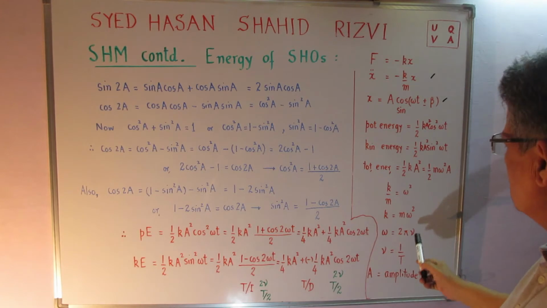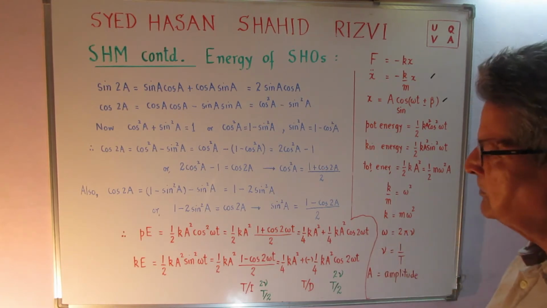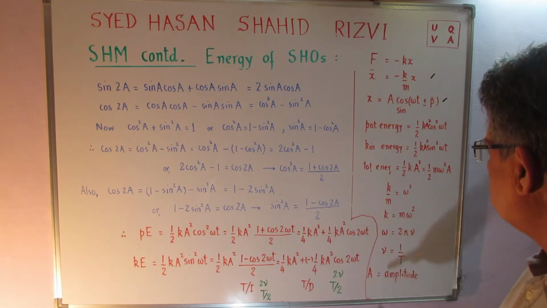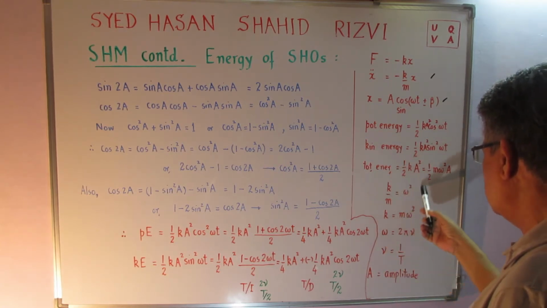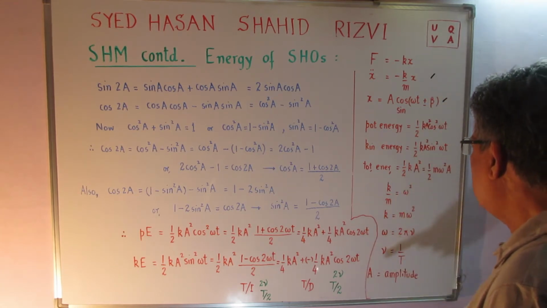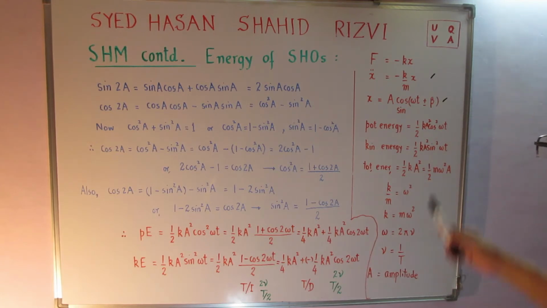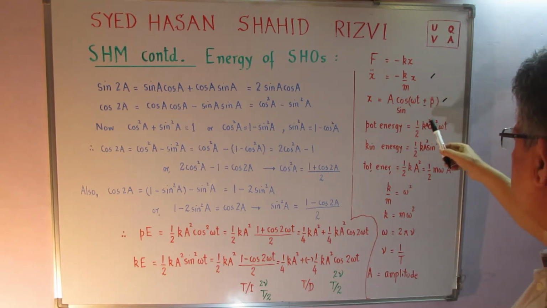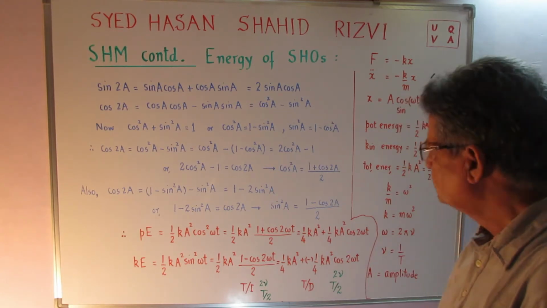Omega is 2 pi nu, where nu is equal to 1 upon T, the time period. Nu is the frequency, and omega is the angular frequency. K is equal to m omega square from this equation, because k upon m is equal to omega square. And of course, we took this beta as equal to 0 for the sake of simplicity, and we continue with that.